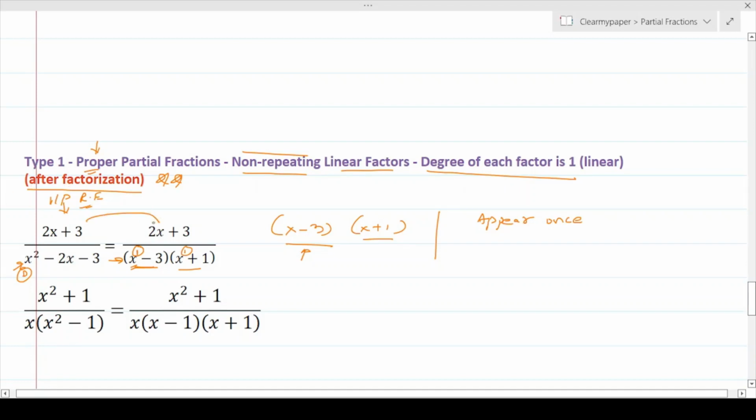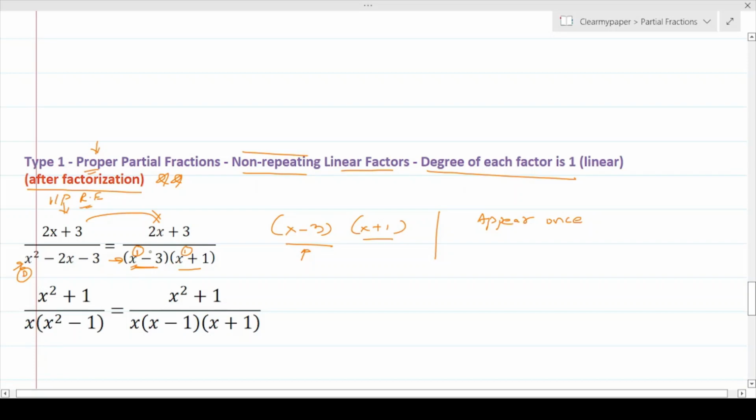After you factorize, not before you factorize, because before you factorize, if you see, the degree is 2 and it's quadratic. But we are just doing the checkpoint: can it be factorized? And yes, it can be factorized. After it is factorized, the factors are non-repeating and they are linear in nature. Each one of them is linear in nature.